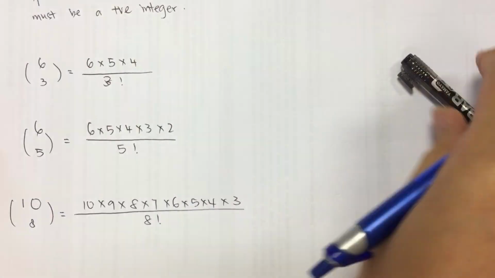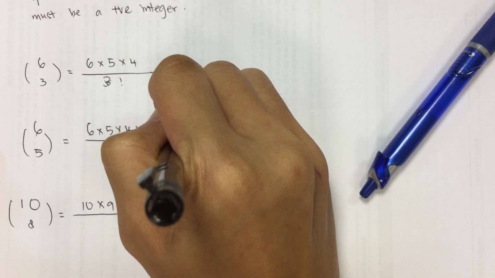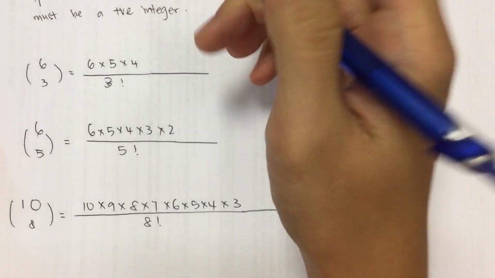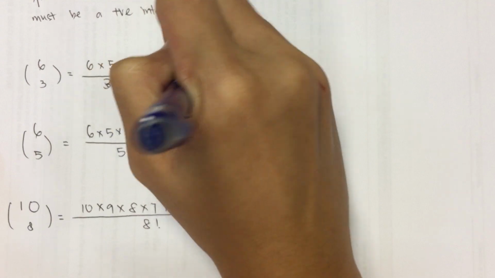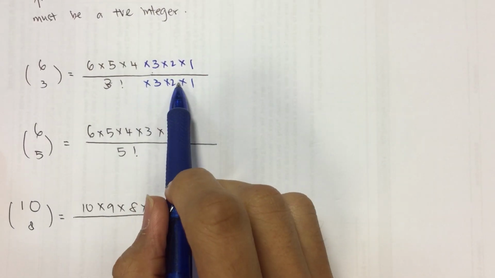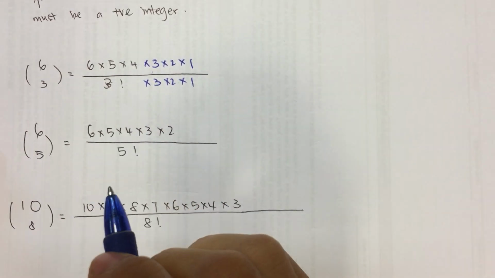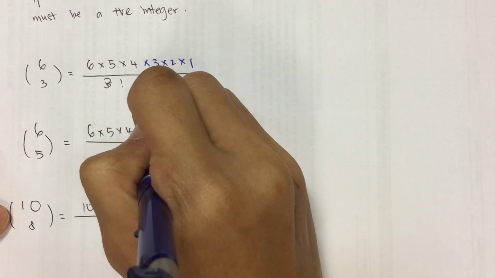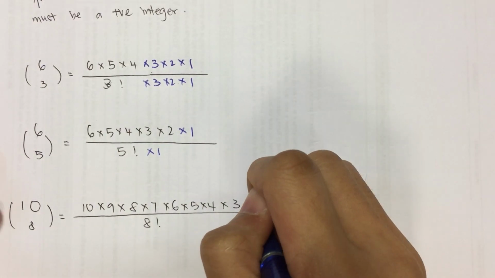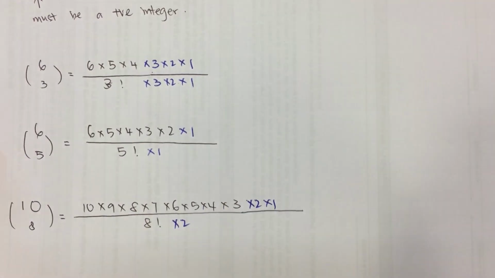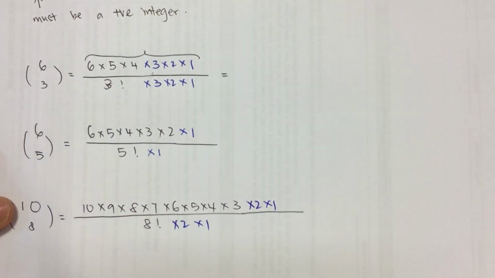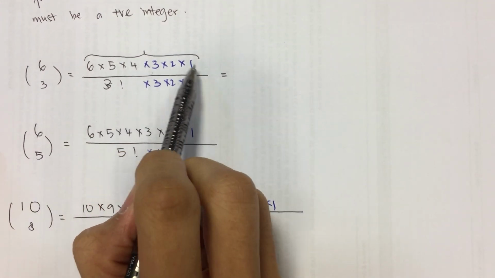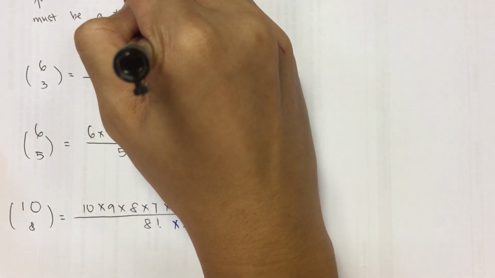So what I'm going to do is some magic. I am going to artificially introduce this. When I artificially introduce this, basically I am not doing anything, right? This will cancel out with one another. Same thing, I'm going to artificially include this. Why am I doing this? Because once I do this, can you see this one gives me something nice: 6, 5, 4, 3, 2, 1. The numerator can be simplified into 6 factorial.